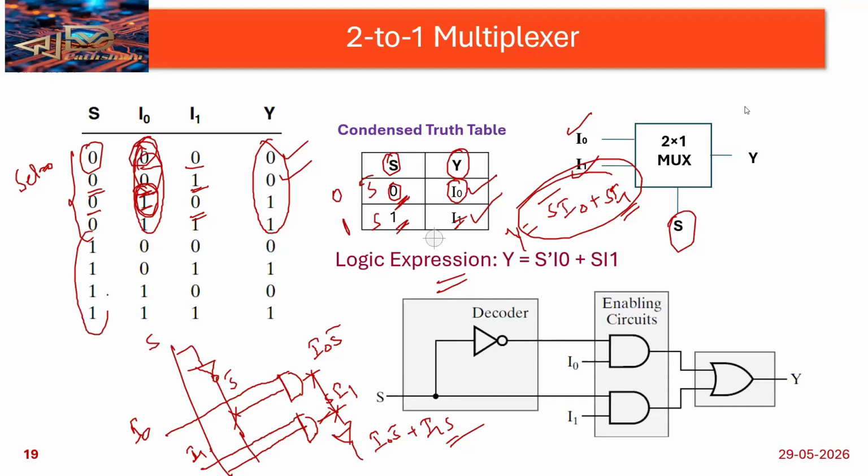During select equal to 1, I1 values only I'm getting at the output side. So whatever the I1 value, 0 then output is 0, and whatever the I1 value, 1 then output is also 1. Clear?